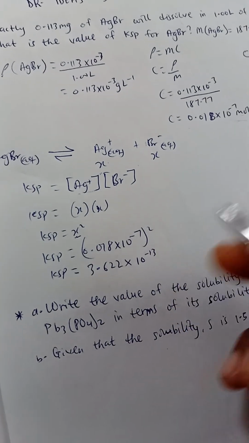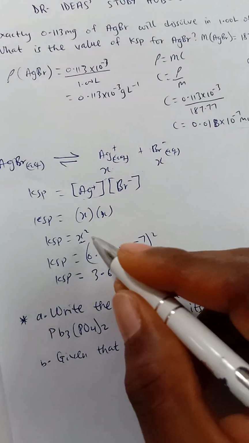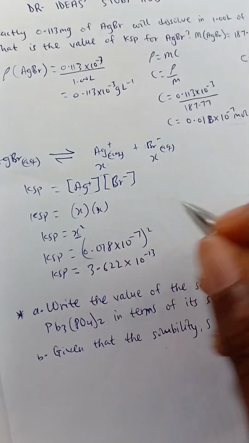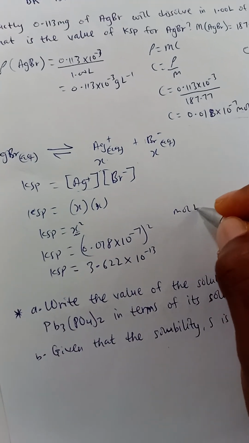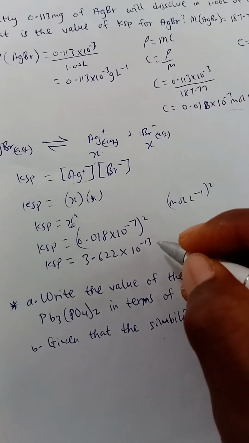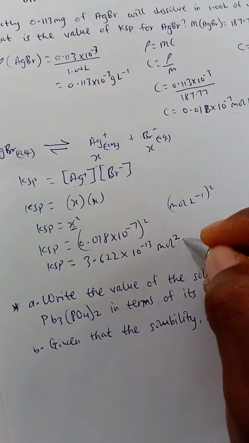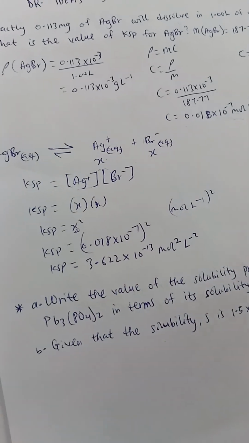Yes, you can add the units. You must add the units because this is your molarity. It was in mole per liter and it was raised to the power 2. So you need mole to the power 2, liter to the power negative 2.